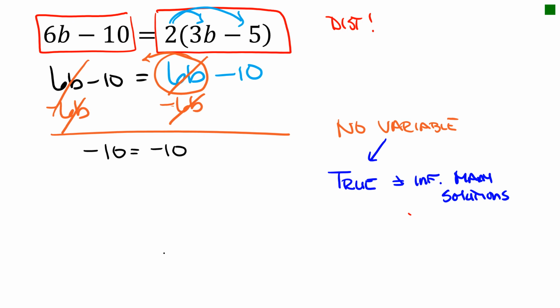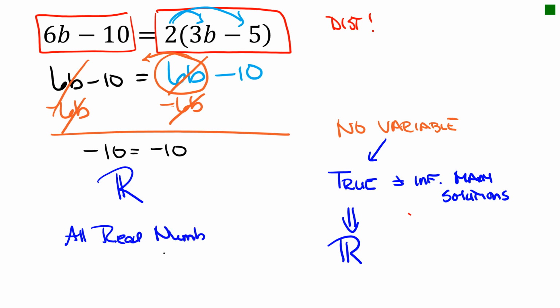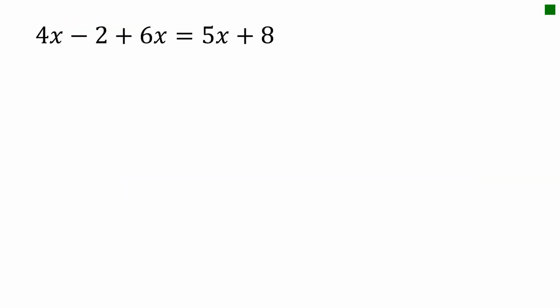So this answer, if it's true, tells you that the solution is all real numbers. Remember, that's the symbol for all real numbers. In Lon Kappa, you'd actually probably have to write all real numbers. Okay, sorry about that little mess up there, but we're good. Oh, goodness. Look at this one.